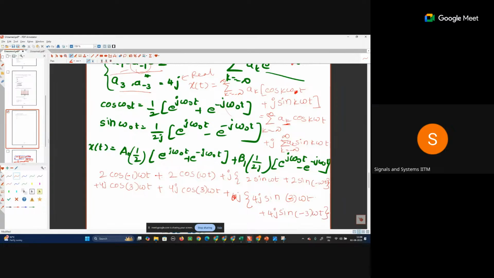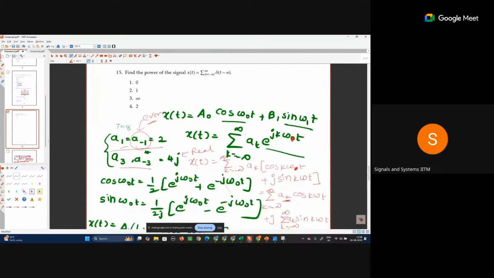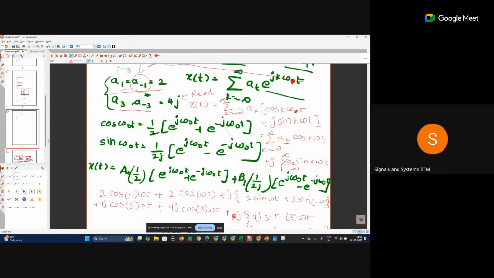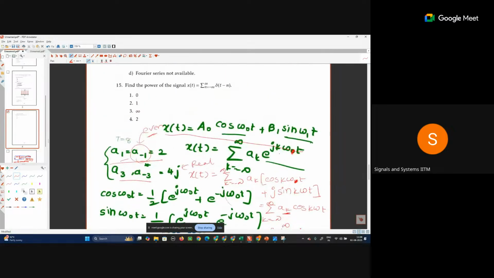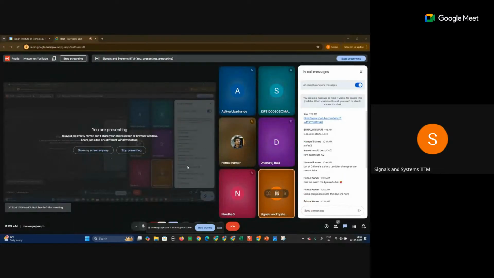If we do it this way, we have to compute and compare. I mean, after computing the result, we have to compare with the existing one, whatever they have provided in the question. Then we'll get to know A naught, omega naught, B naught, and B and omega 1, and so on. Okay, ma'am. You can try that. You can compute it and get back to me. Okay, ma'am. Yes, Prince, you told you have some question.